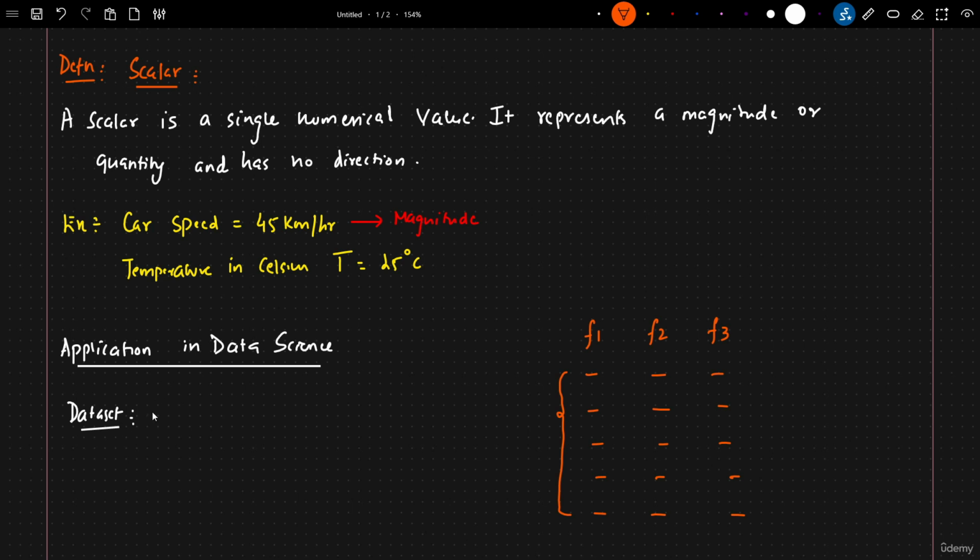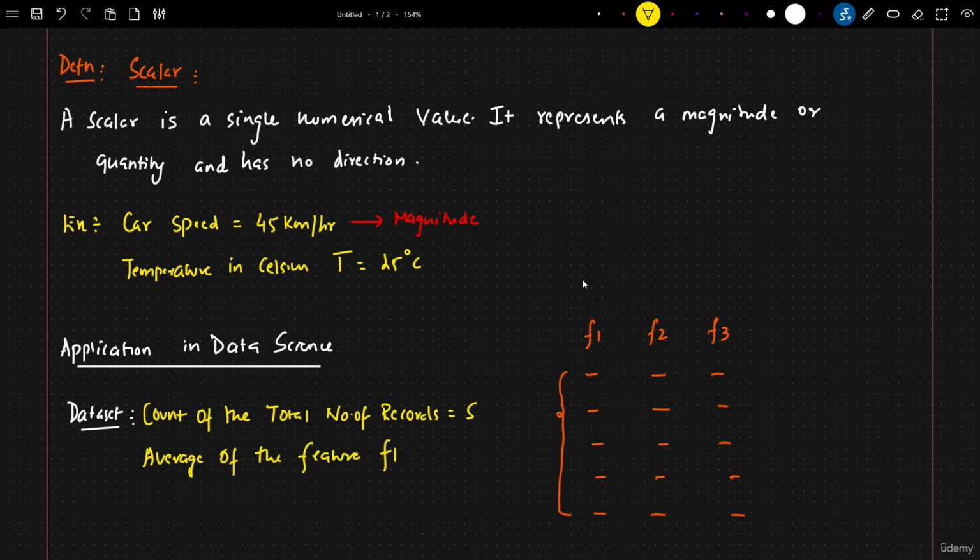Now, with respect to scalars, as I said, it is a single numerical value. Let's say I calculate the count of the total number of records. When I count the total number of records, I get the value 5. Similarly, if I ask what is the average of feature F1, let's say F1 is age, and I calculate the average over all the records, I get some value. So this becomes a scalar quantity.